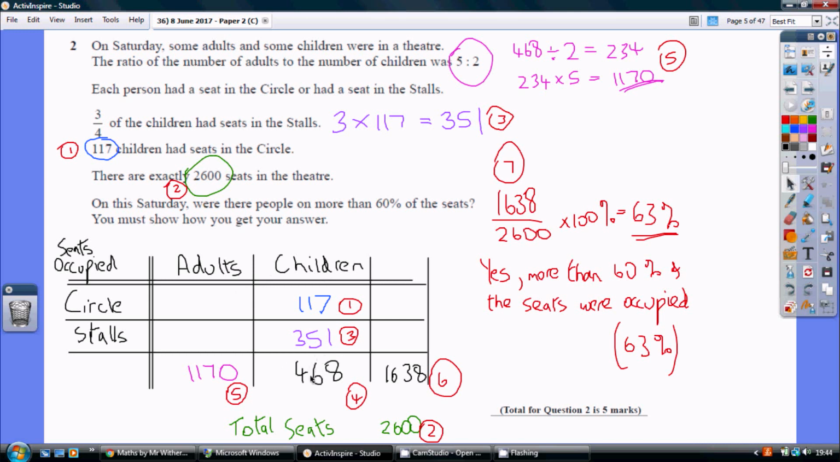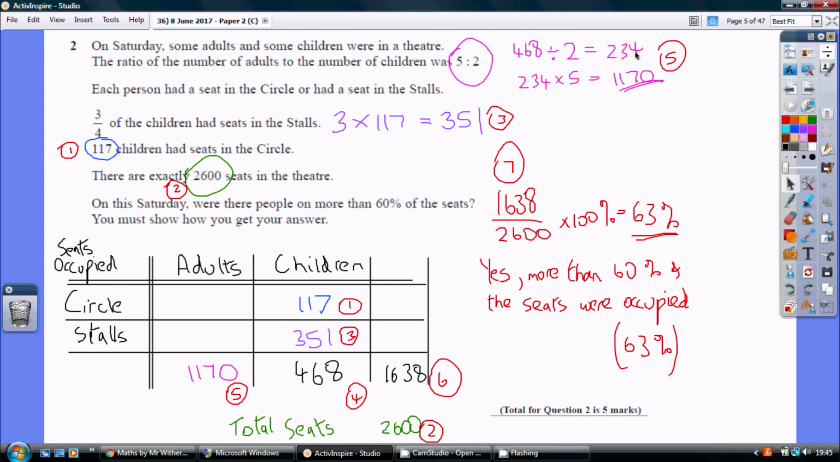Now the next thing I've done is to go back to this opening statement that we're told that the ratio of the number of adults to the number of children was 5:2. So 2 parts represents the number of children. So 468 represents the 2 parts. So 1 part is going to be 468 divided by 2, which is 234.